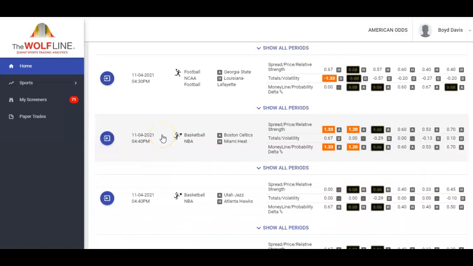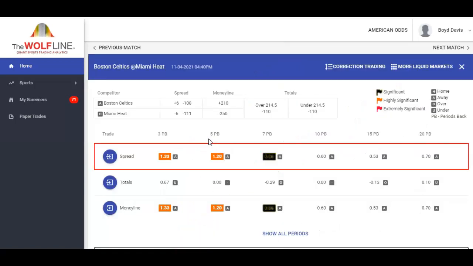Okay, guys, second game here that we're seeing some color on, kind of interesting things. We're going to click on this chart here at the Wolfline, and as it opens up, again, this is the spread chart. If you want to look at the money line chart, you click on that, but we're going to take a look at the charts here, showing a highly significant with 2 oranges and a yellow here on the away team, which is Boston at +6.